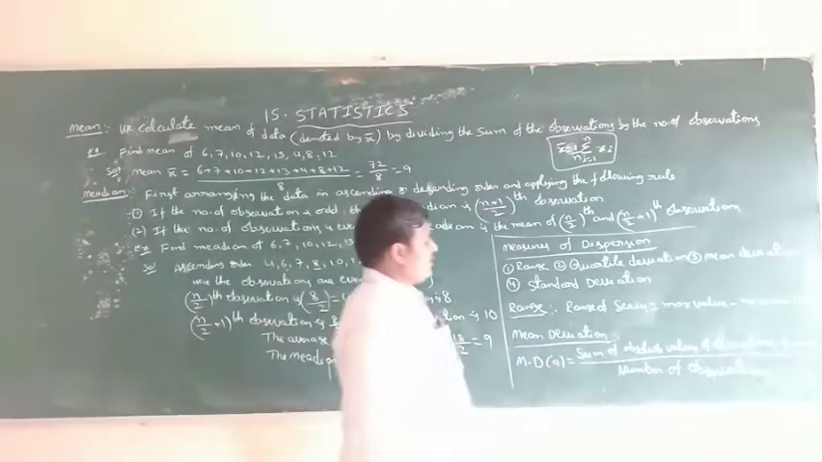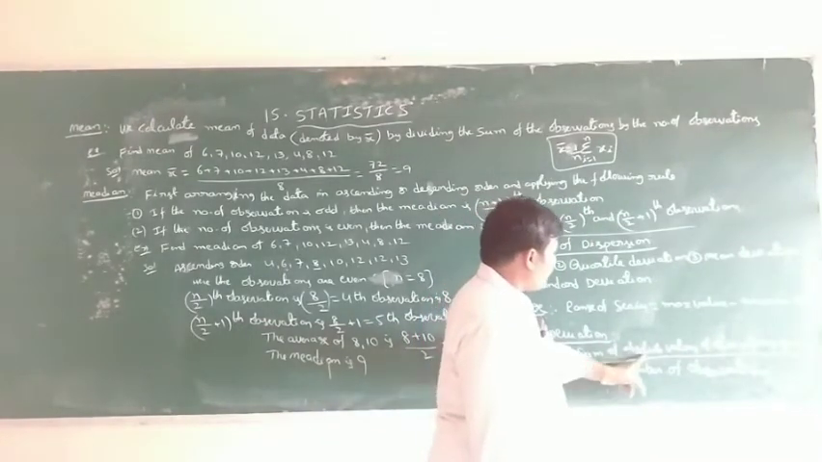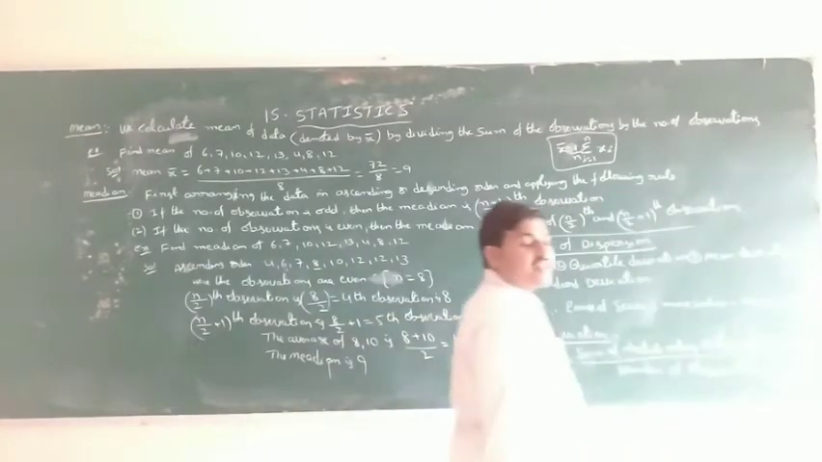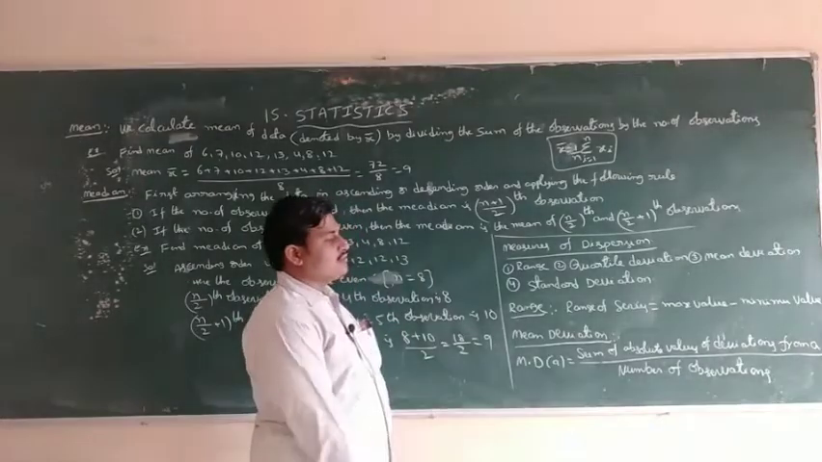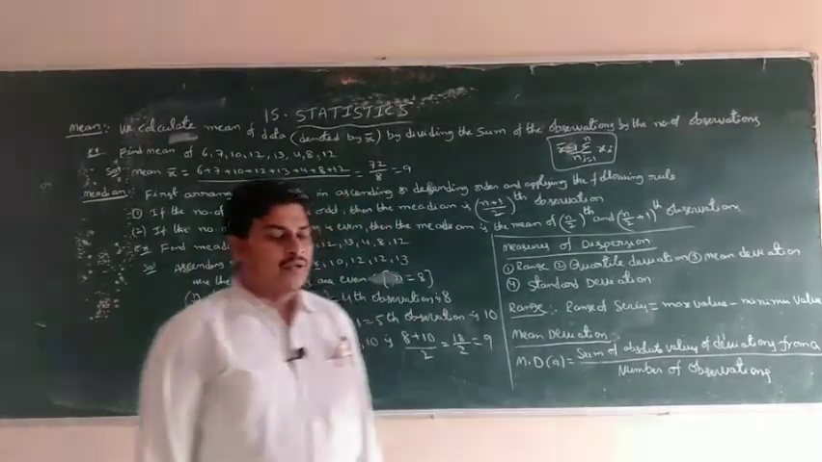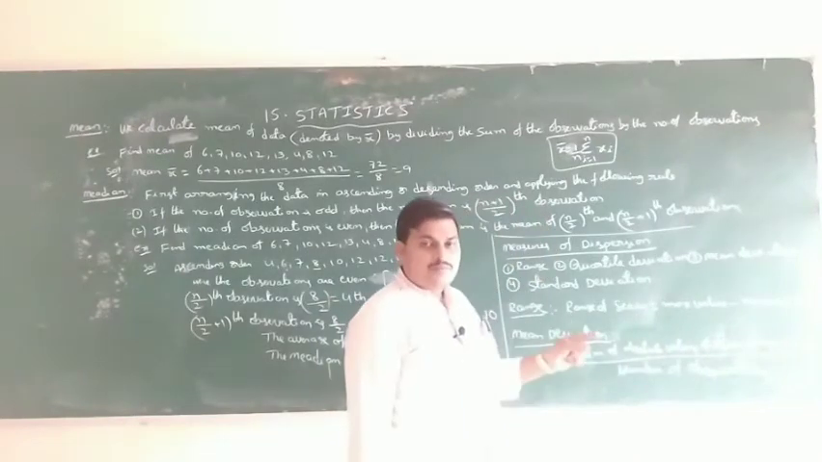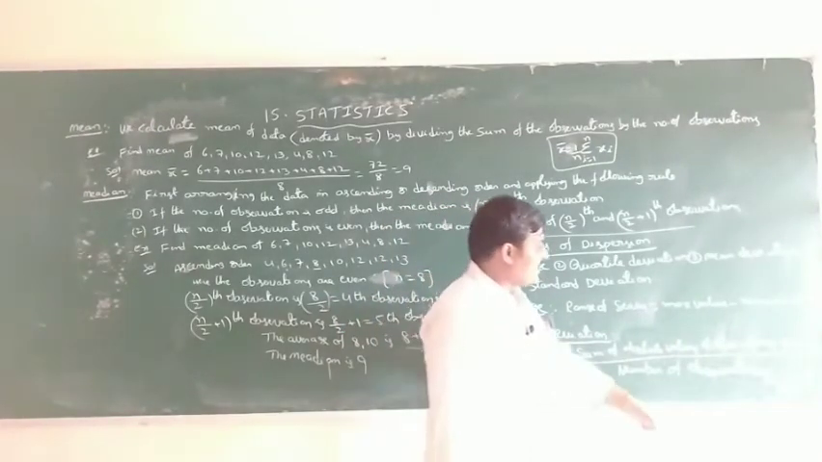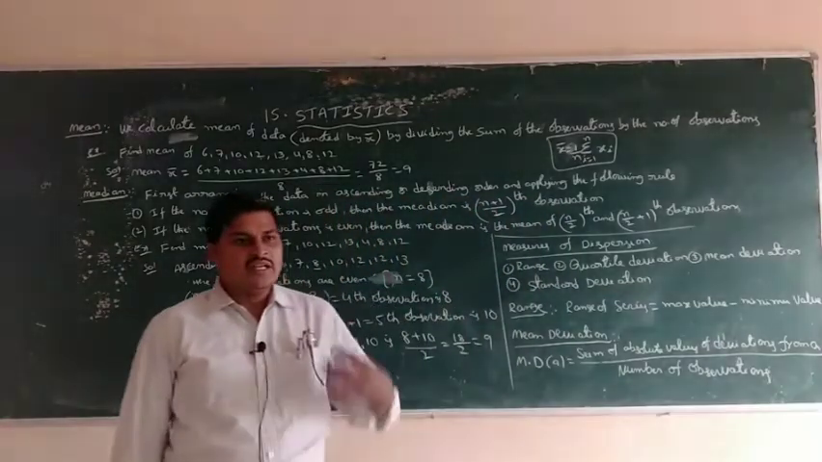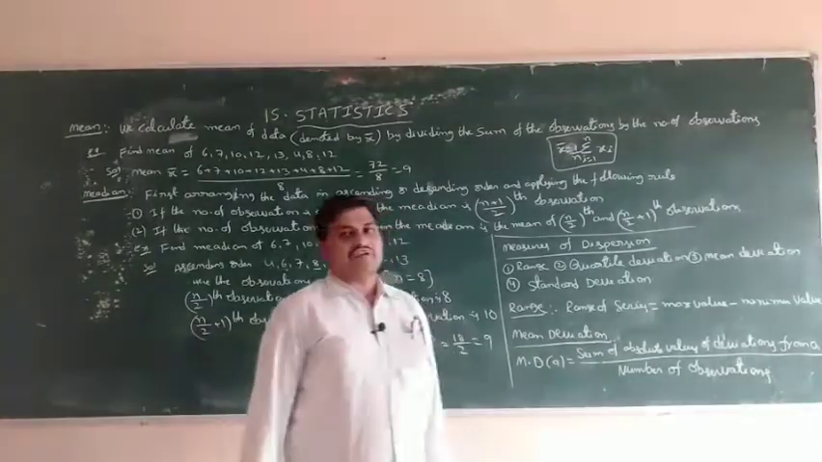So mean deviation means the sum of the absolute values of deviations of the observations from A, that is, the absolute values of the deviations from A, all summed, divided by the number of observations.